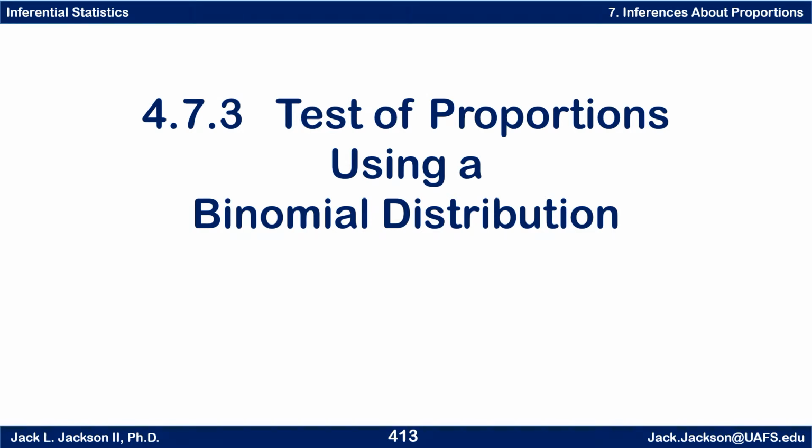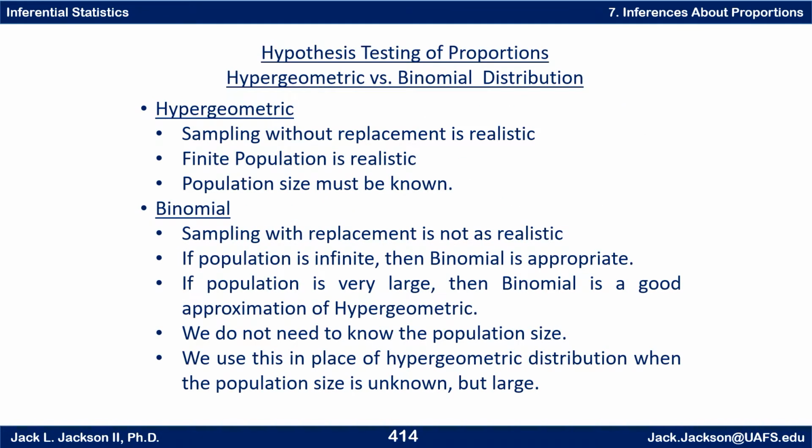In this section, we will perform a test of proportions, a hypothesis test, with the p-values being computed by using a binomial distribution. In our last video, we used a hypergeometric distribution to do the probability calculations for a test of proportions. And technically, that is the more correct way because most sampling is really done without replacement.